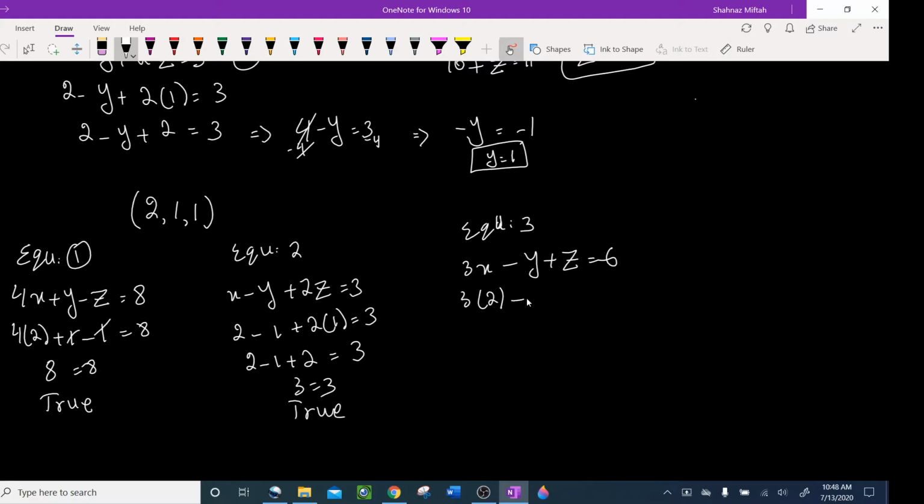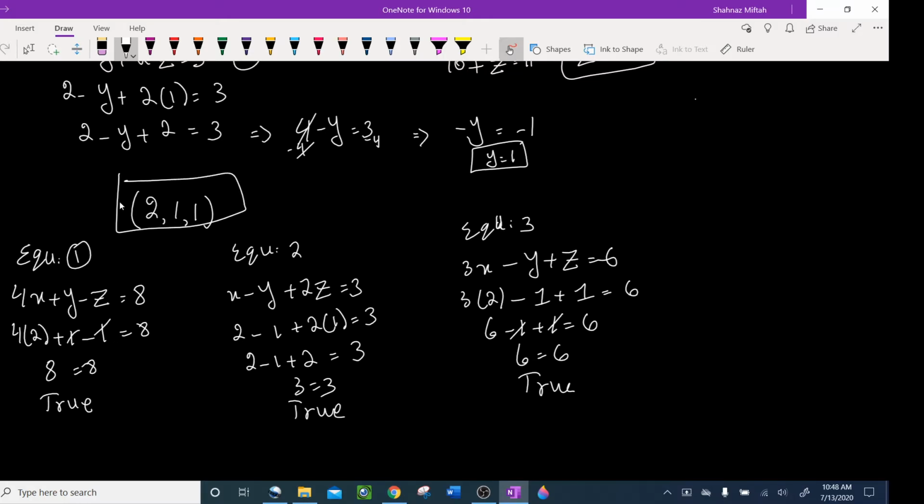3 times 2 minus 1 and z is also 1 equals 6. So 6 minus 1 plus 1 equals 6. If we subtract 1, oh, you can cancel. 6 equals 6. Right? So that's also true. So it means we are good. All 3 statements are true. So the solution is 2 and 1, 1. And you're going to put them in order: x goes first, then y, and then z.